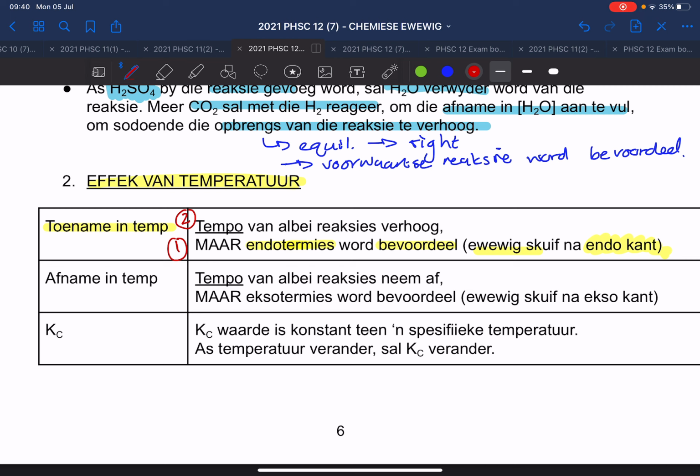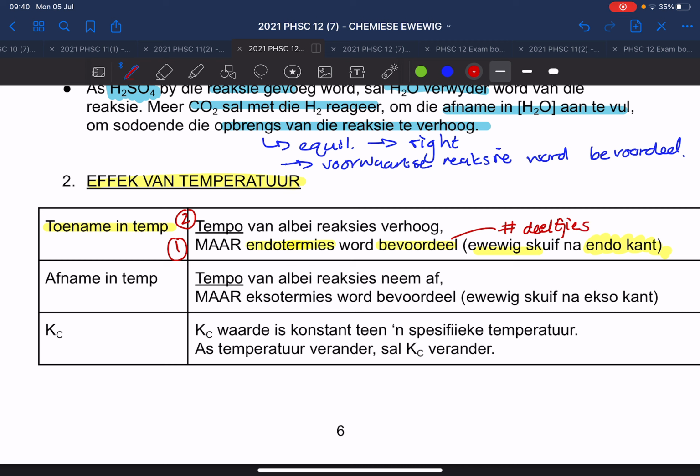Okay. So here they will try to trick you. As jy die temperatuur hoër maak, dan gebeur two things. Number one is the endo will be favored. Wat beteken dit? Dit beteken die endotermiese reaksie gaan jy meer produkte van maak. You will make more of the endothermic reaction's products. Okay, so dit is bevoordeel gaan uit die hoeveelheid deeltjies.